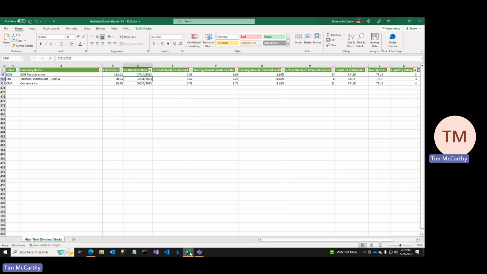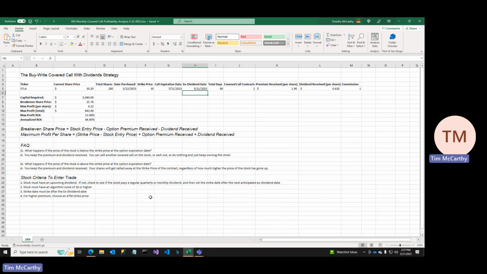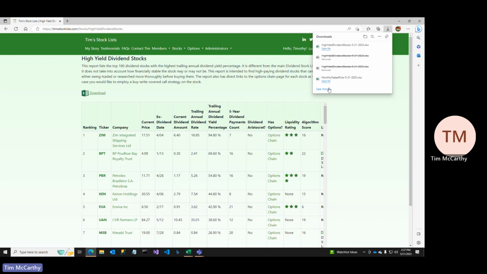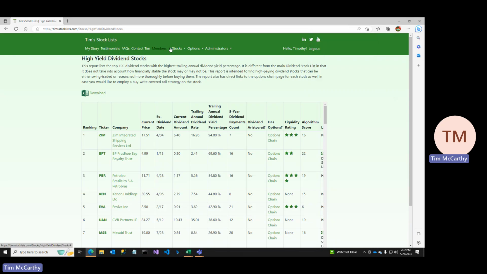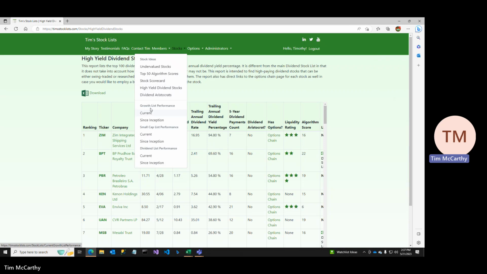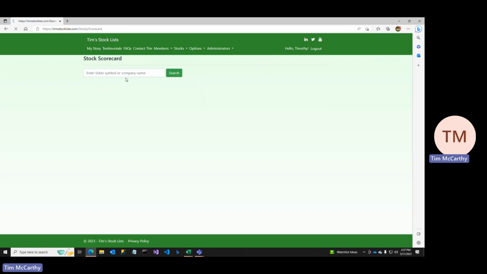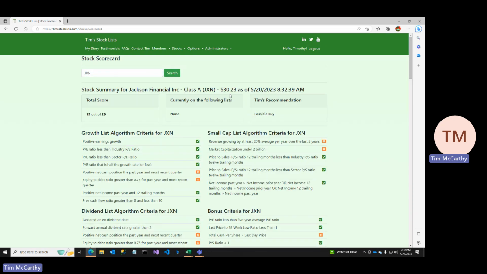I went ahead and put their numbers in the spreadsheet here. Their current share price is 30.20. Let's dive into them. Let's find them real quick in the stock scorecard. I'll go JXN. There they are.